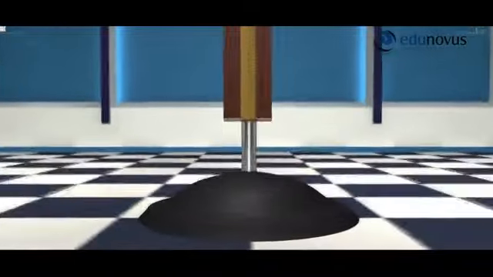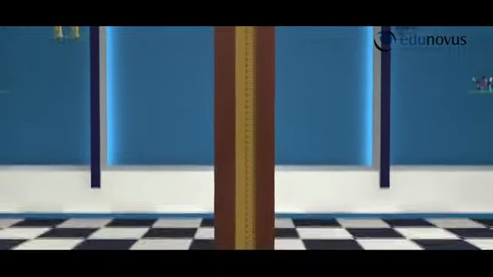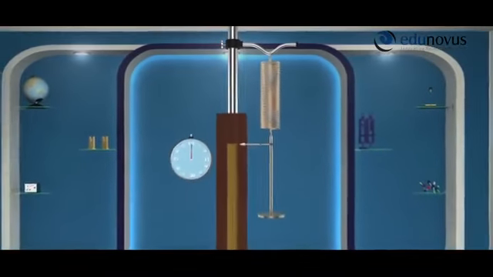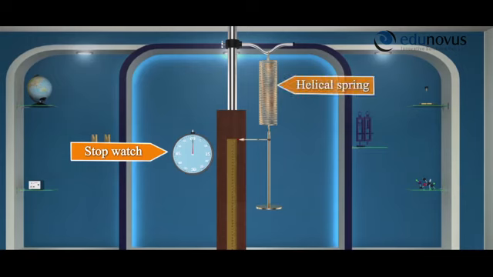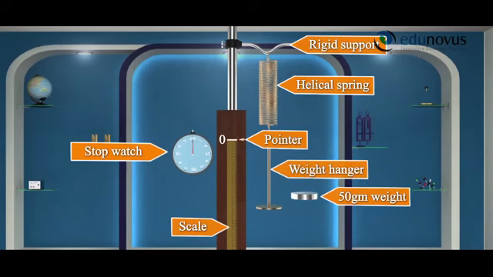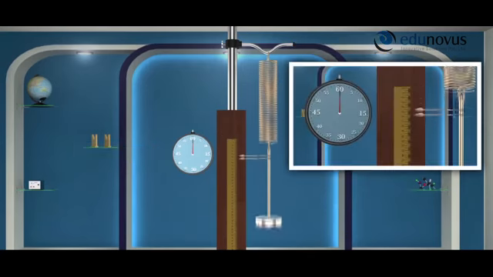Suspend the helical spring from a rigid support and adjust the scale such that the zero of the scale coincides with the pointer of the spring. Now, we suspend 50 gram of weight at the lower end of the spring. Wait until the pointer comes to rest and note down its reading. Here, it is 8 centimeters. Note it down in the observation table.